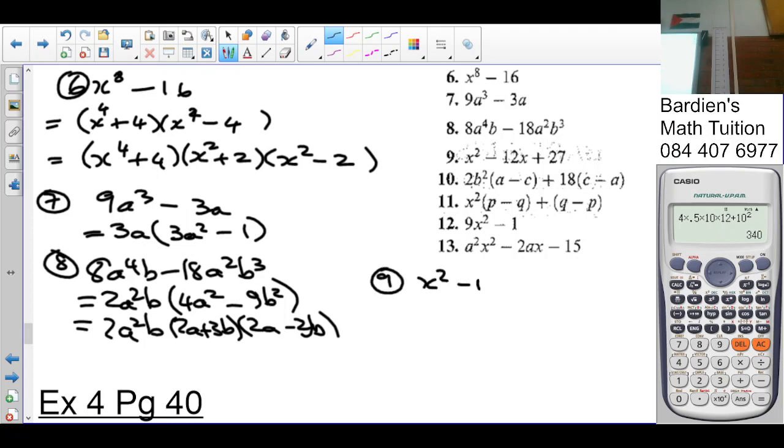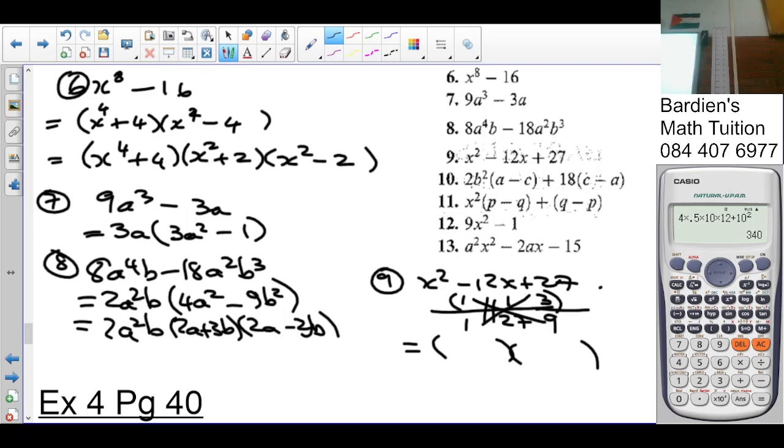Let's look at number 9. We've got x squared minus 12x plus 27. What type of factorization here? Trinomial. Product line, which is 1 and 27, 3 and 9. Do you add or subtract the products? We add them. So it's going to be 9 plus 3 is 12. So in the bracket goes x and 3, x and 9. What about our signs? Same sign. Both are going to be negative.